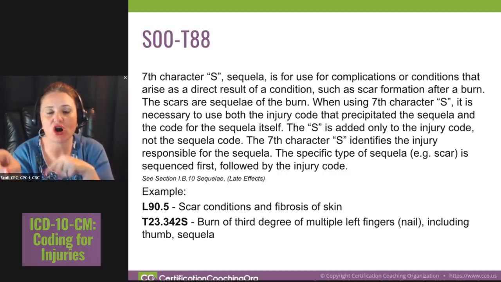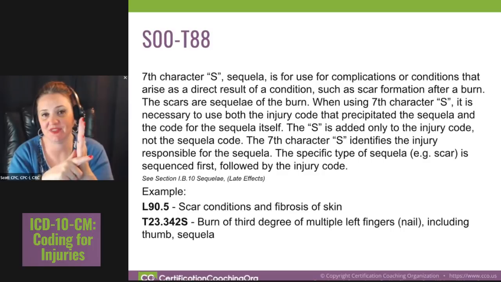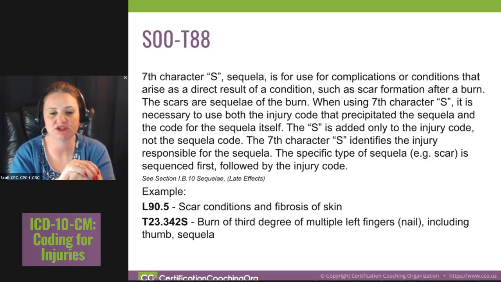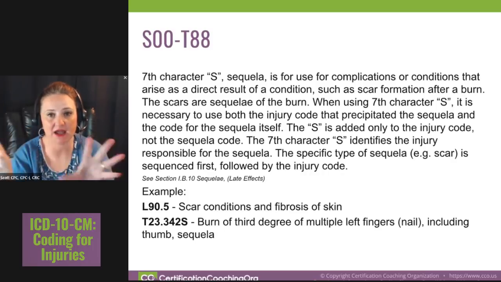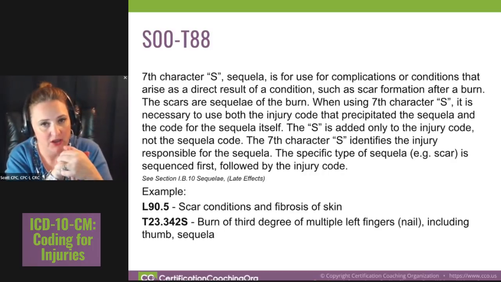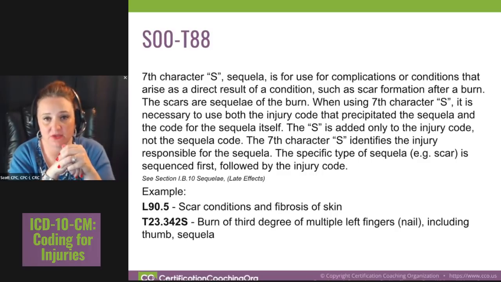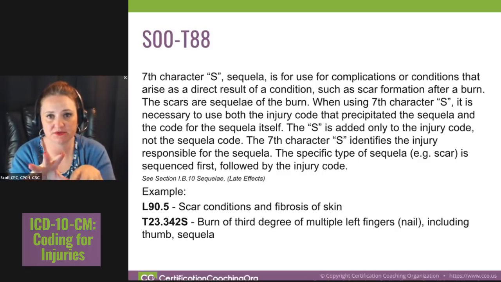Well, what caused all that scar tissue? We need to know. It's a 3rd-degree burn of multiple left fingers, and the nails are included, including the thumb, because you can also do without. It's very, very specific locationally. And it's a late effect. So the burn's not there. We're not treating the burn. There's nothing that we're doing to the burn itself. It's done over. The healing process is, nada. It's over. However, we have a late effect of the burn, and that is scar tissue.